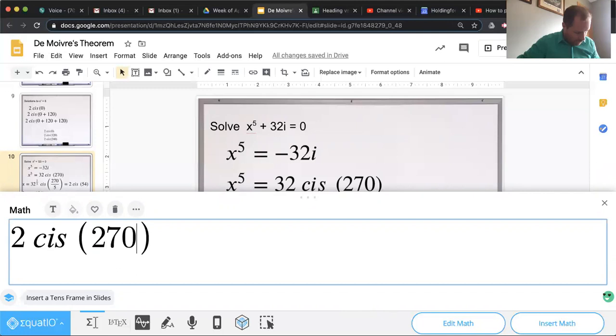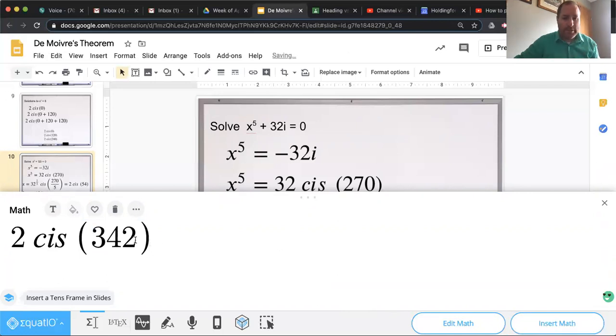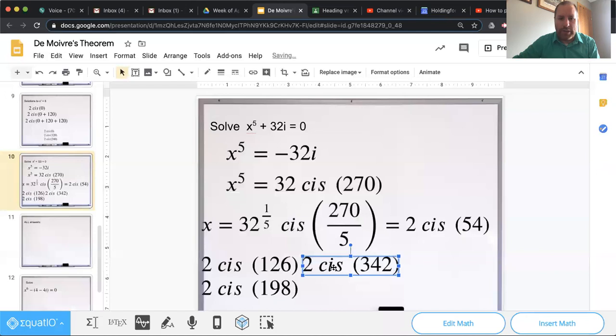270 degrees. I'd add it again. That's 342. And then I would add this one last time. And that's at 414, which actually is the same as a 54-degree angle. So that would be the last one in there.